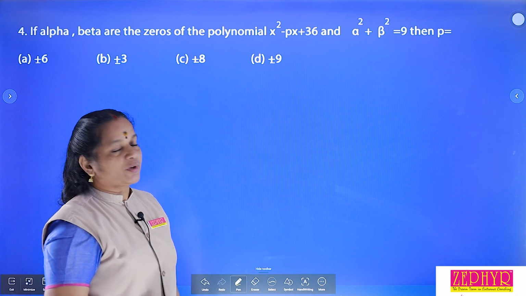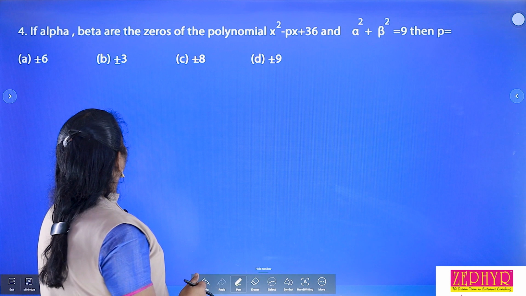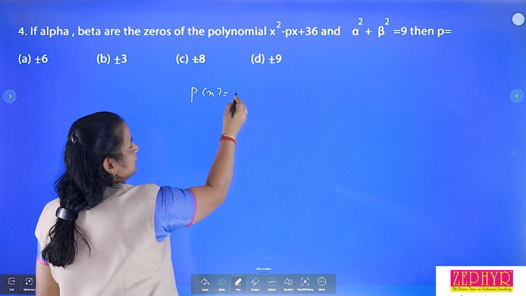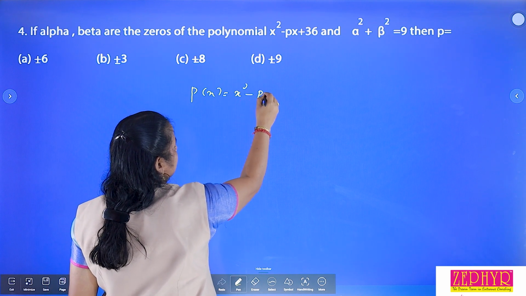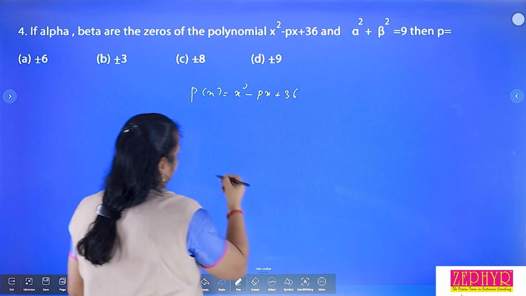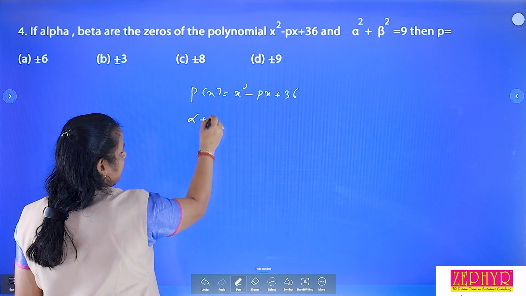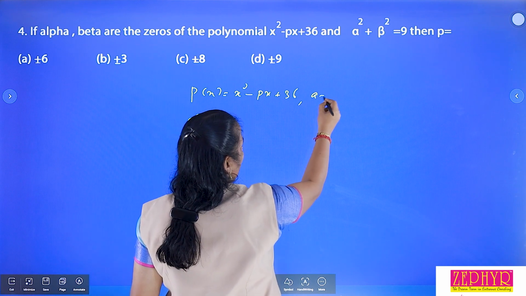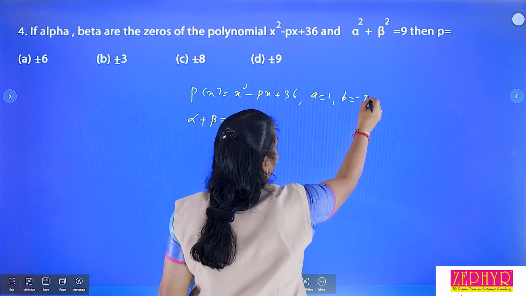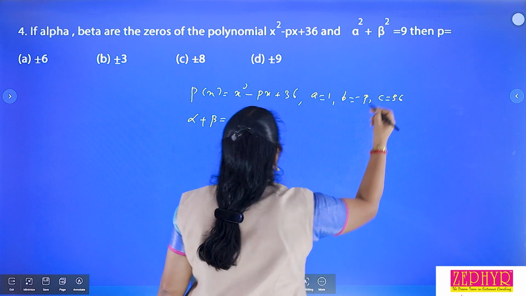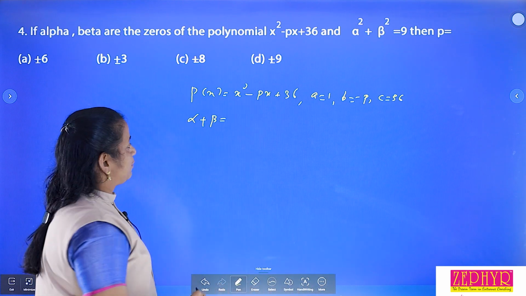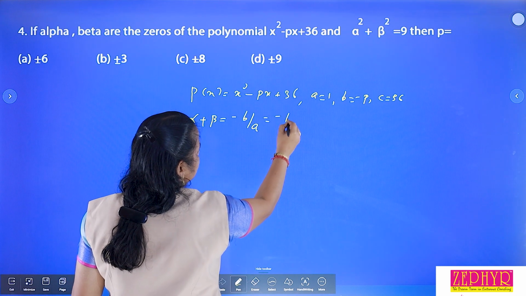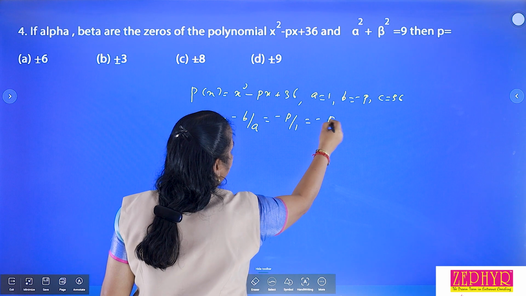Okay. If alpha and beta are the zeros of the polynomial x square minus px plus 36, and alpha square plus beta square is equal to 9, then what is the value of p? So the polynomial is given by p of x equal to x square minus px plus 36. From this polynomial we can write alpha plus beta, the sum of the root. Here a is equal to 1, b is equal to minus p and c is equal to 36. What is the equation for the sum of the root alpha plus beta? It is minus b by a, so it is minus p by 1, so it is minus p.